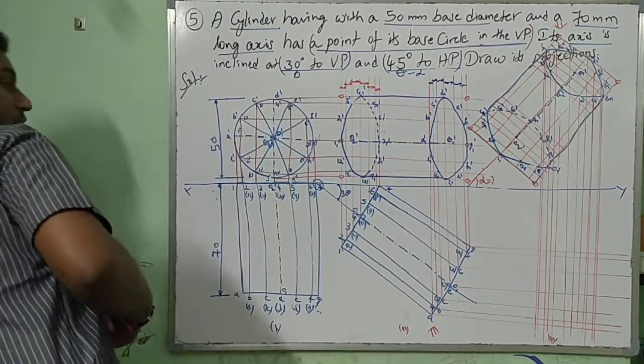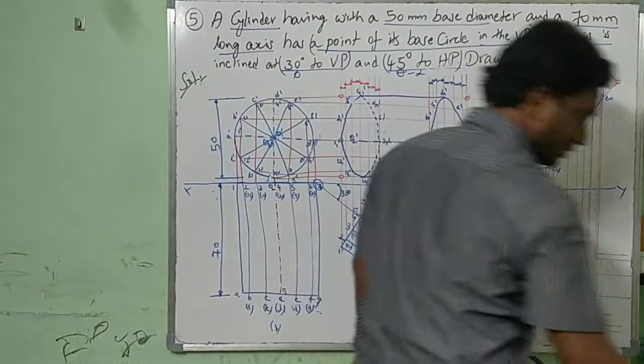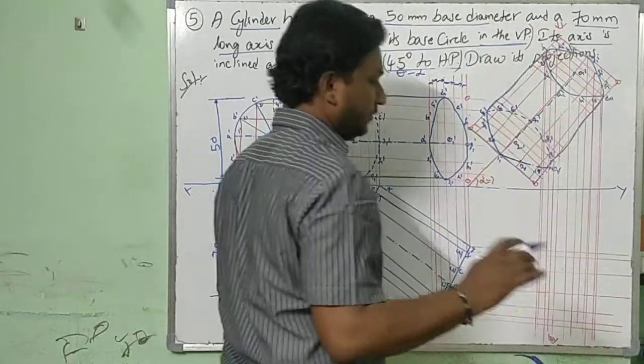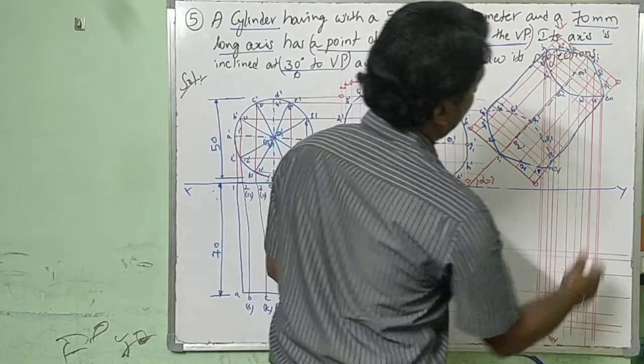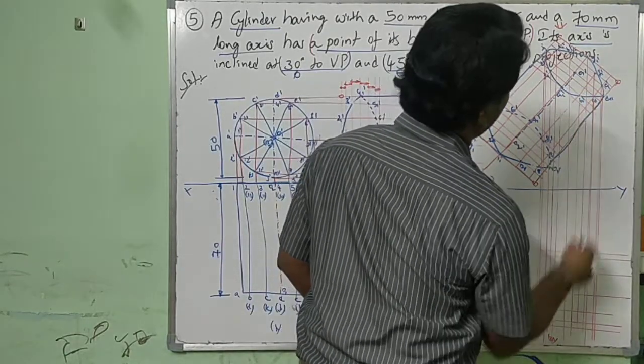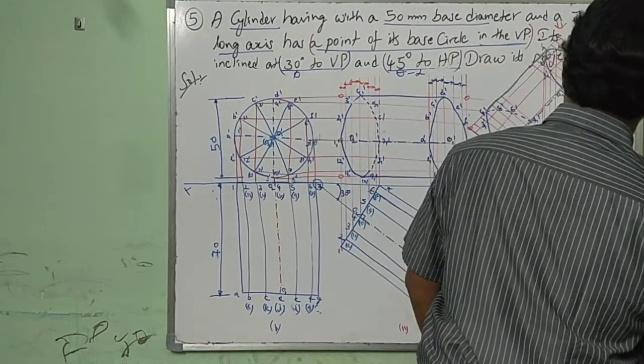I have drawn the top base first, which should be clearly visible. Try to pick the points. Where is A here? Where I have not drawn from A itself. Yeah, I have drawn.